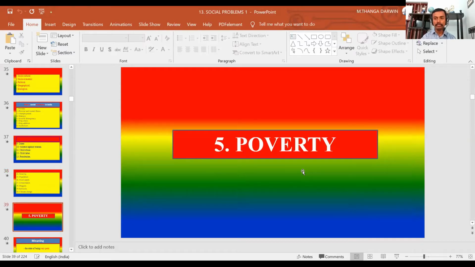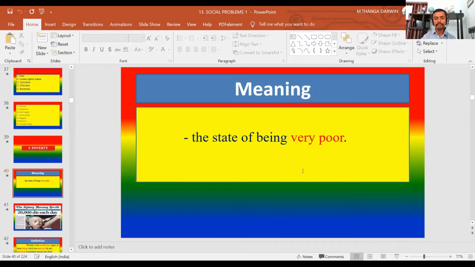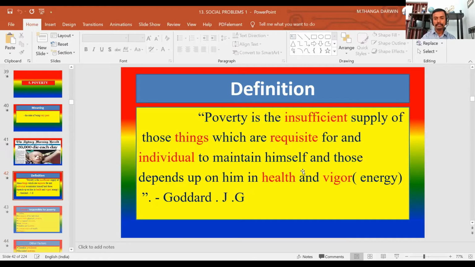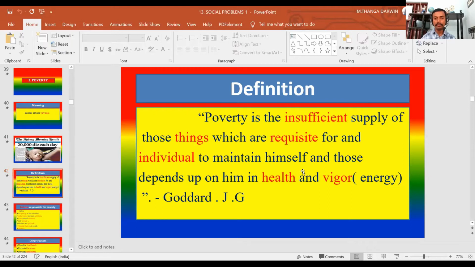We are going to detail the aspects relevant to the examination. First, poverty means being very poor. Definition: an insufficient supply of the things required by an individual for health and vigor, for example food. When supply is insufficient, that condition is called poverty.